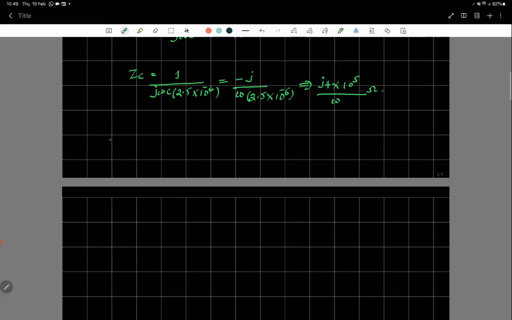Now, let us apply Ohm's law in phasor form.